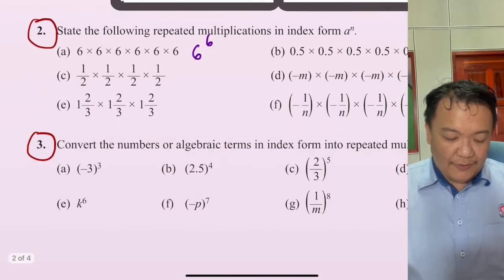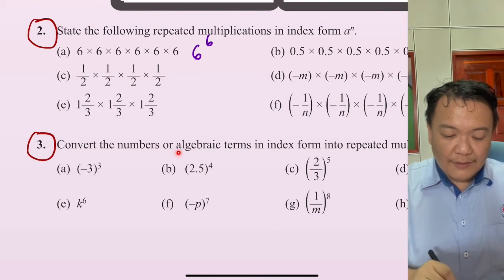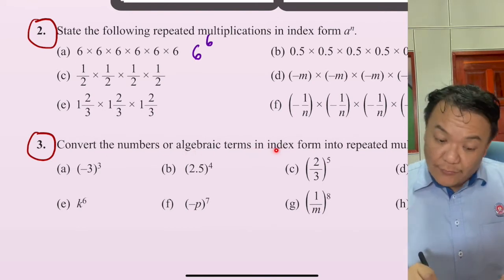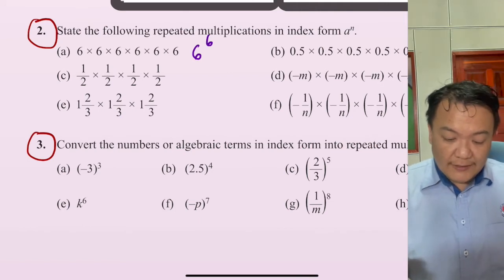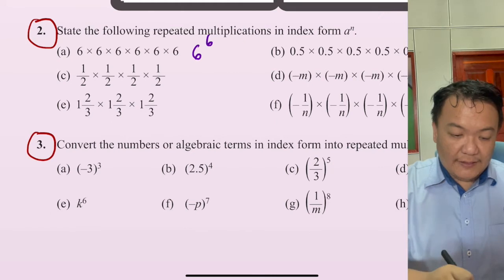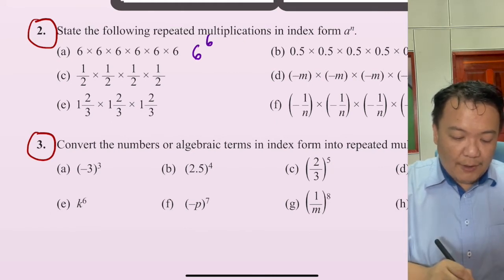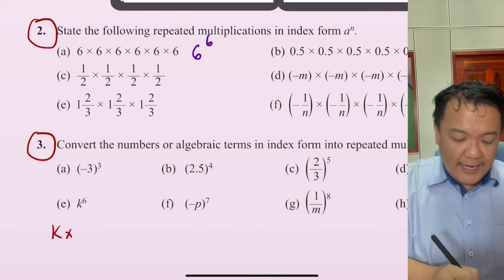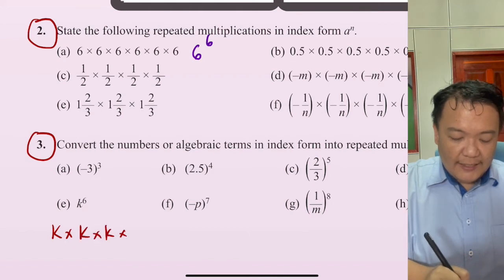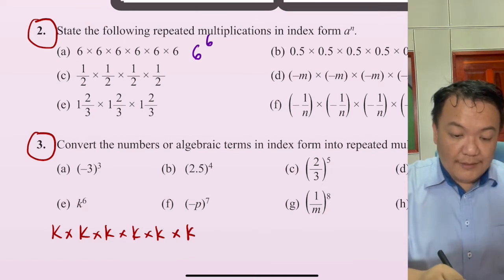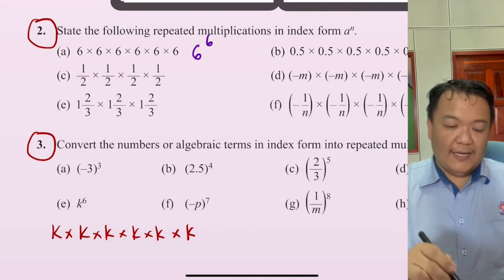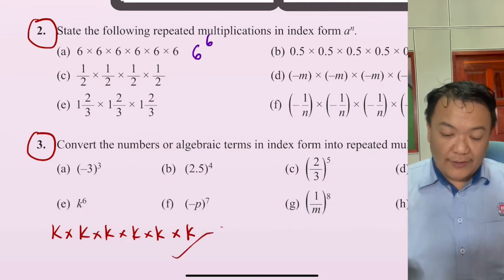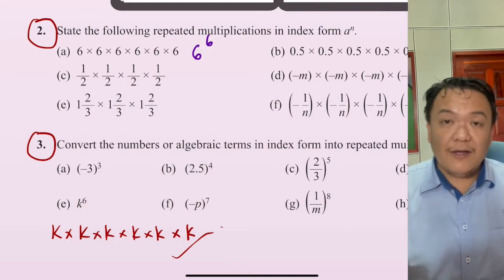Okay, and number 3, convert the numbers or algebraic terms in index form into repeated multiplication. Ini mudah saja. I give you an example for E. Saya ambil yang mudah sikit. So K power of 6 is actually K times K times K times K times K times K. There should be 6 K. Kita kira jap: 1, 2, 3, 4, 5, 6. Like that, you can do the rest of the questions.